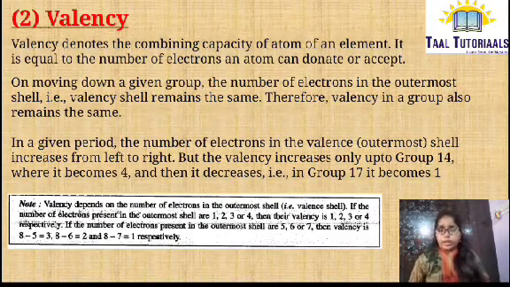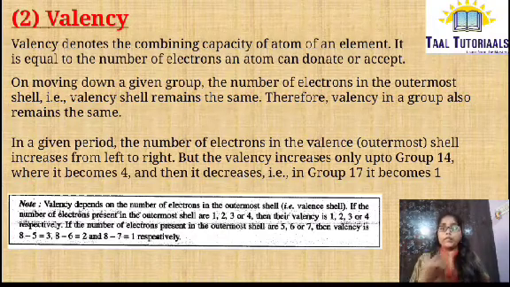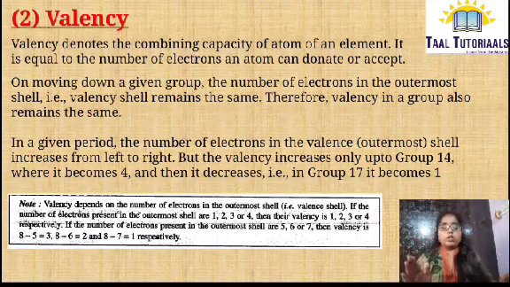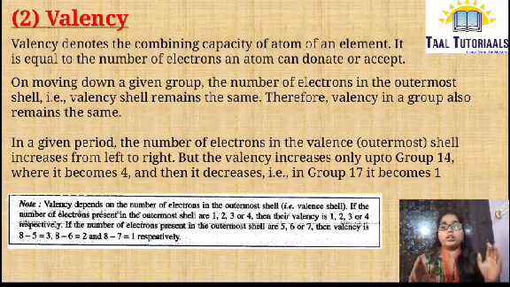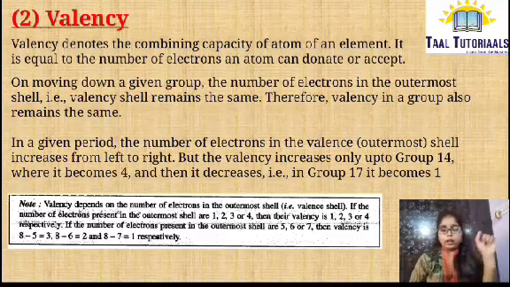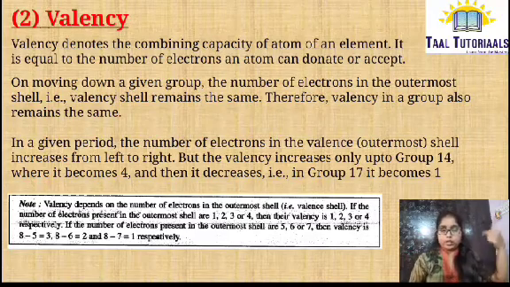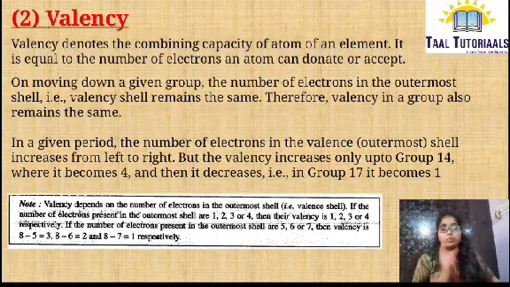Now, in a given period, the number of electrons in the valence shell keeps on increasing from left to right. But the valency also increases only up to group 14, where it becomes 4, and then it decreases. That is, in group 17 it has only 1.